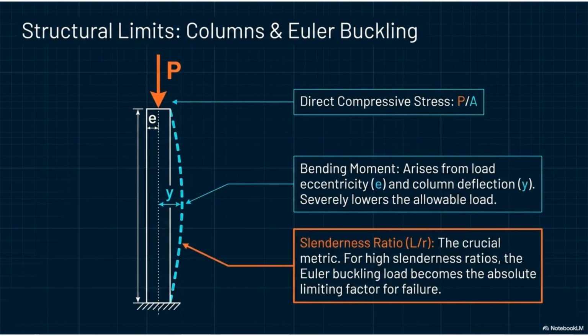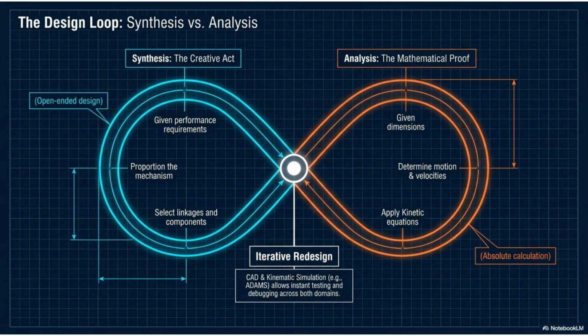Structural limits are vital to avoid failure. Specifically, the Euler buckling load for columns depends heavily on the slenderness ratio, which must be considered to prevent bending under compressive stress. The design loop is a continuous cycle of synthesis and analysis. By using iterative redesign and simulation tools, you can move between creative design and mathematical validation to refine your mechanisms.